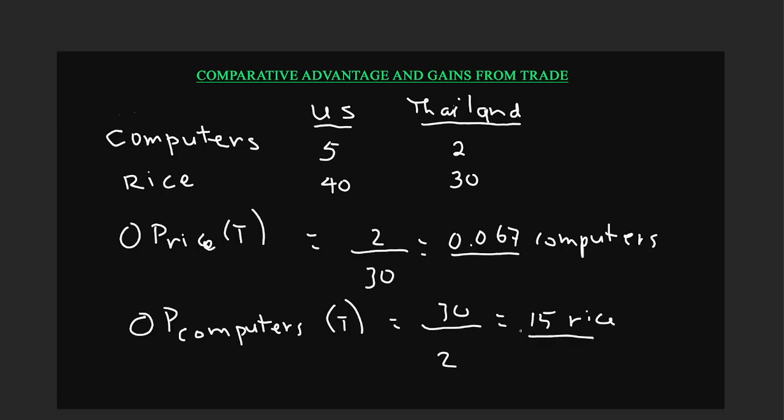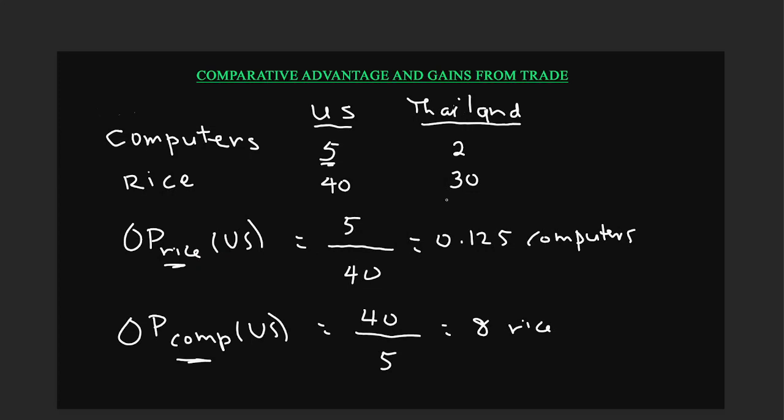Now, with the information we have, we saw that for rice, the cost of rice to Thailand is 0.07 computers. For America, it costs America 0.125 computers. So, who is able to produce computers cheaply?